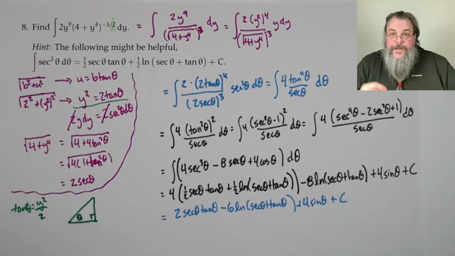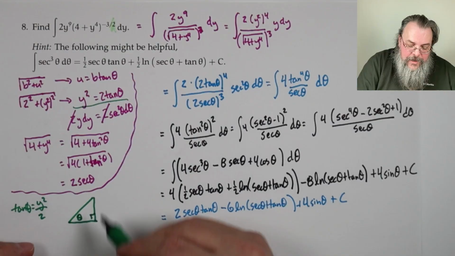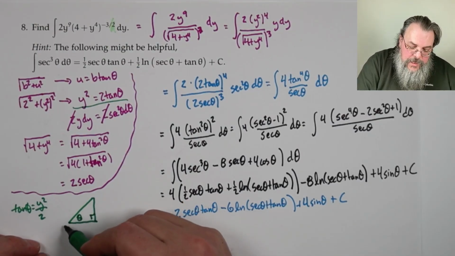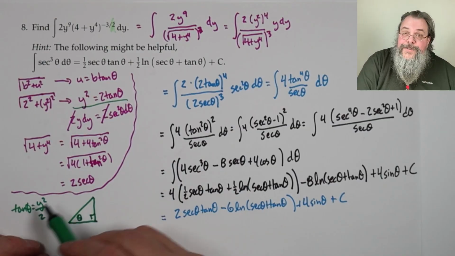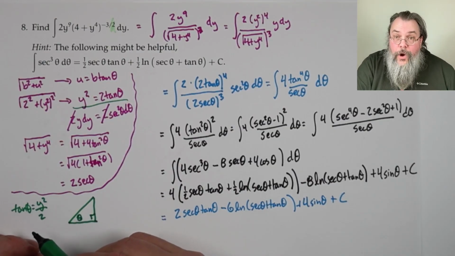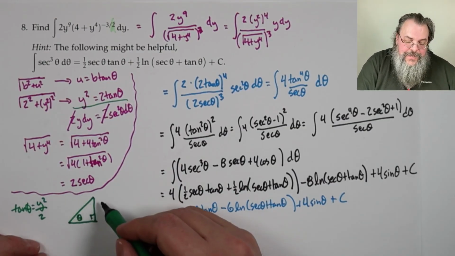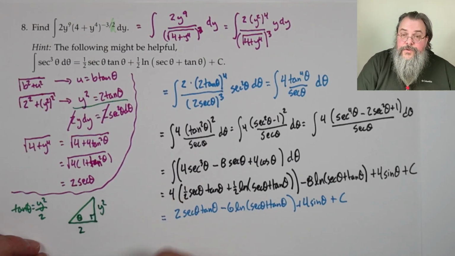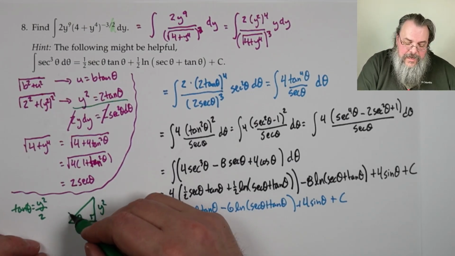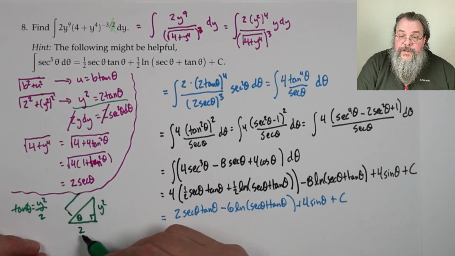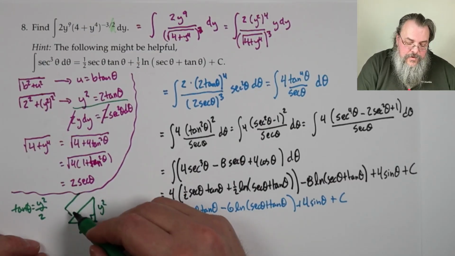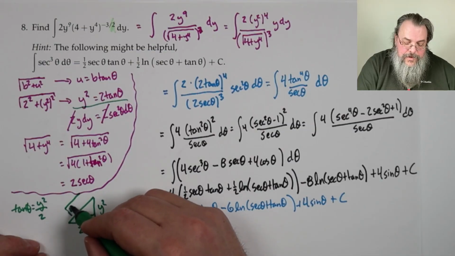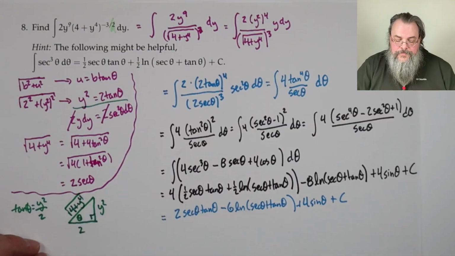SOHCAHTOA, where the triangle edges all have names. There's the opposite, the adjacent, and don't forget hypotenuse. All right, so tangent, what's that? That's the TOA. Opposite over adjacent. Y squared over 2. And that last side, use Pythagorean theorem. We have two sides, so we take a squared plus b squared, square root of that. 4 plus y to the 4th.